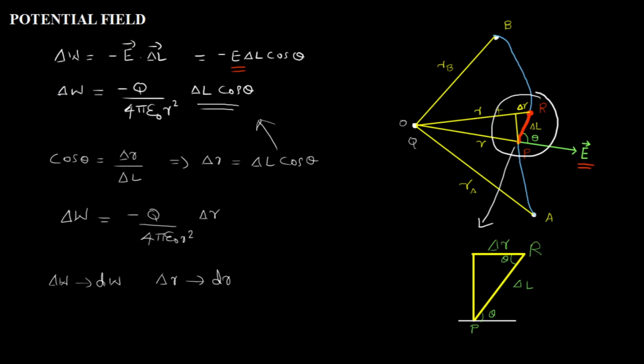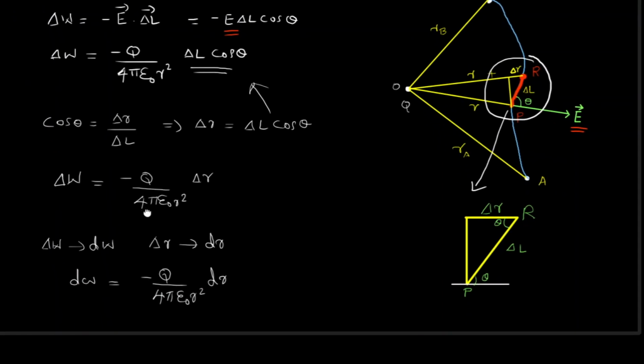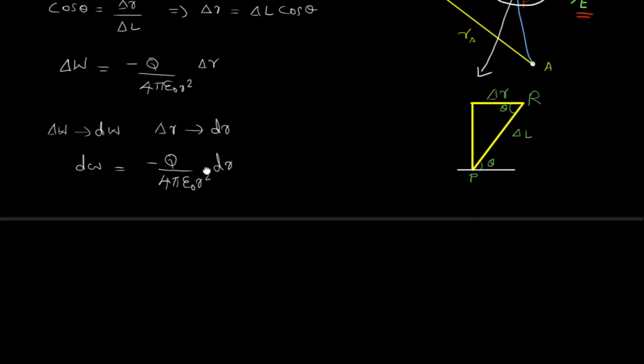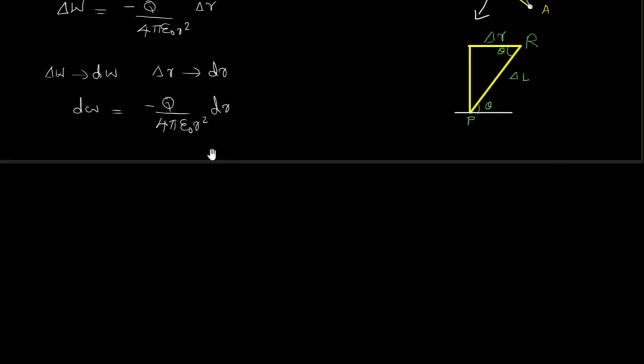So this equation can be rewritten as dW equals minus Q by 4 pi epsilon R square dr. So what is the next procedure? What should I do now? I have to consider the total work done. This is the differential work done, so the total work done is the integral of this. So let me do that. Push this page so that I can get enough space.